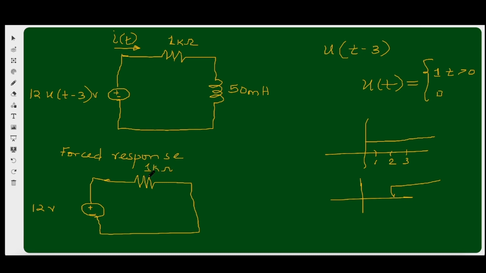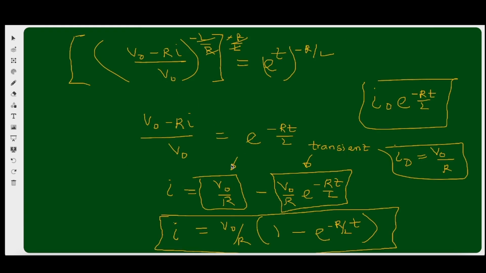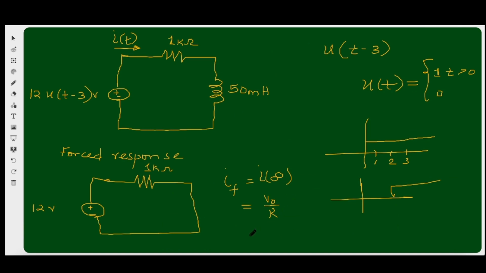Right, so how do I get i? The forced i is also known as i of infinity, that is, i as time tends to infinity. i of infinity is V naught over R. Don't forget, V naught over R. So what is V? 12. So we have 12 over 1000, and that will give me 12 milliamperes. So I already have V naught over R to be 12 milliamperes. And of course, what is R over L? The time constant. Time constant tau is what?